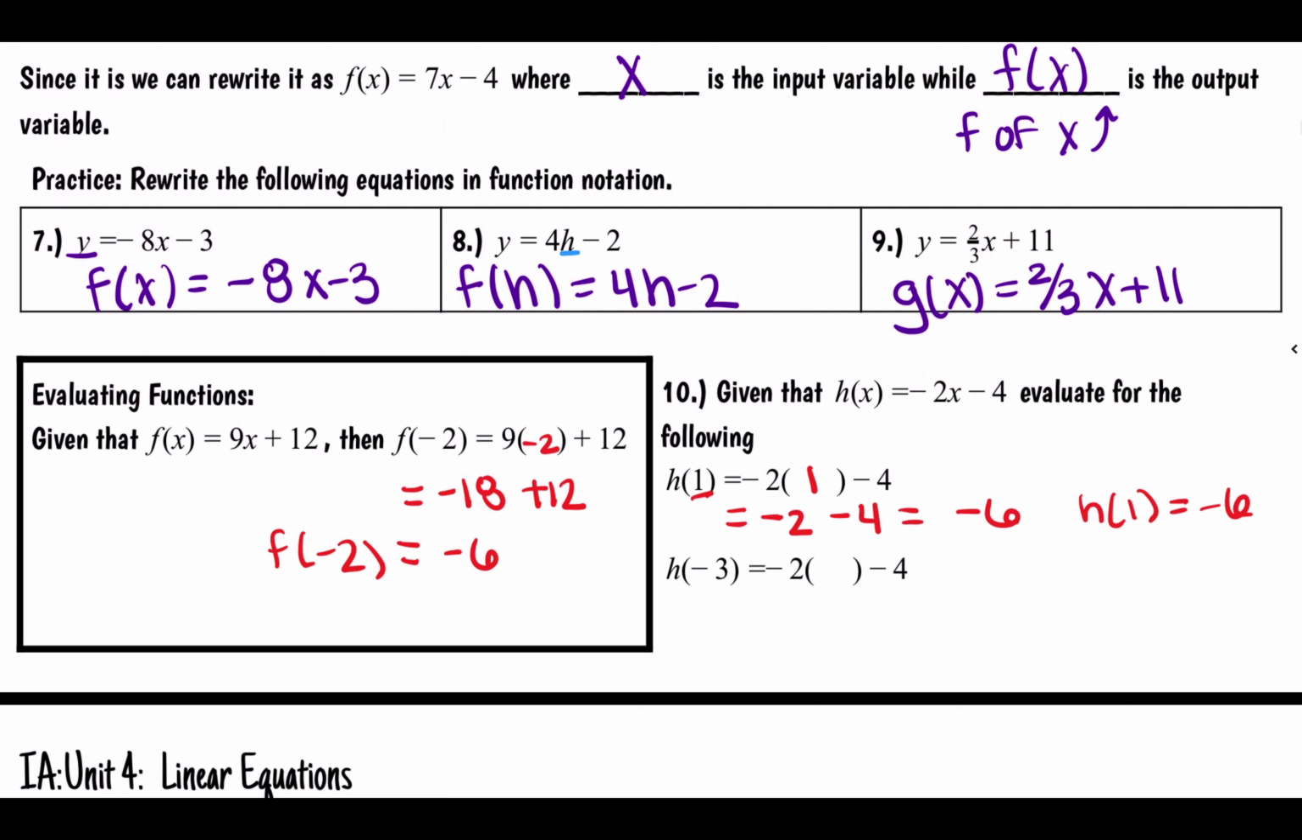h of negative 3. Again, I'm just going to plug in for x. Negative 3 is x. So you have negative 2 times negative 3 minus 4. So positive 6 minus 4. If we evaluate that, 6 minus 4 is 2. So h of negative 3 is equal to 2.